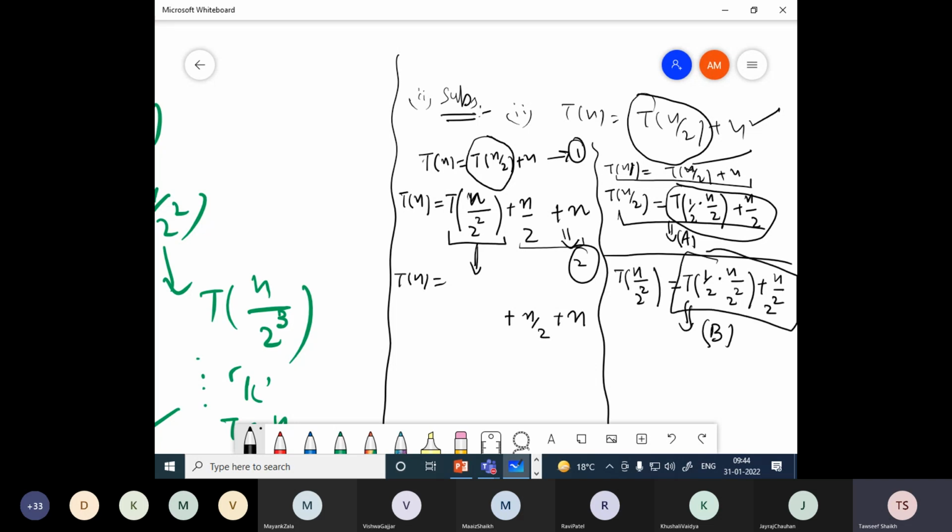again following the logic of substituting T of n by 2 square from equation B into equation number 2. These terms will remain unchanged. So in place of T of n by 2 square, this whole could be added here. So it will be equal to T of n divided by 2 cube plus n divided by 2 square plus this is already there, n by 2 plus n, and we will mark it as equation number 3.